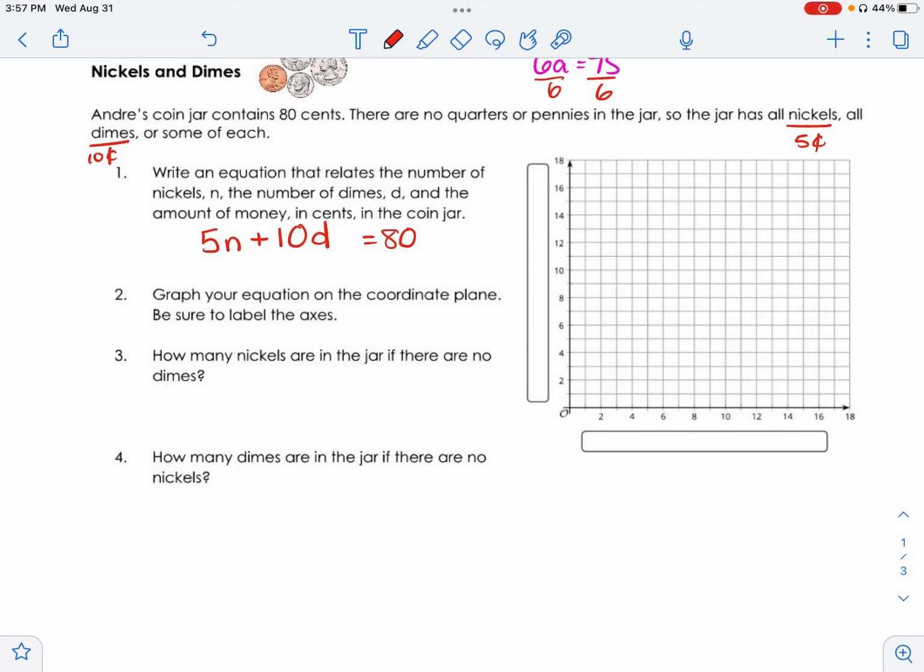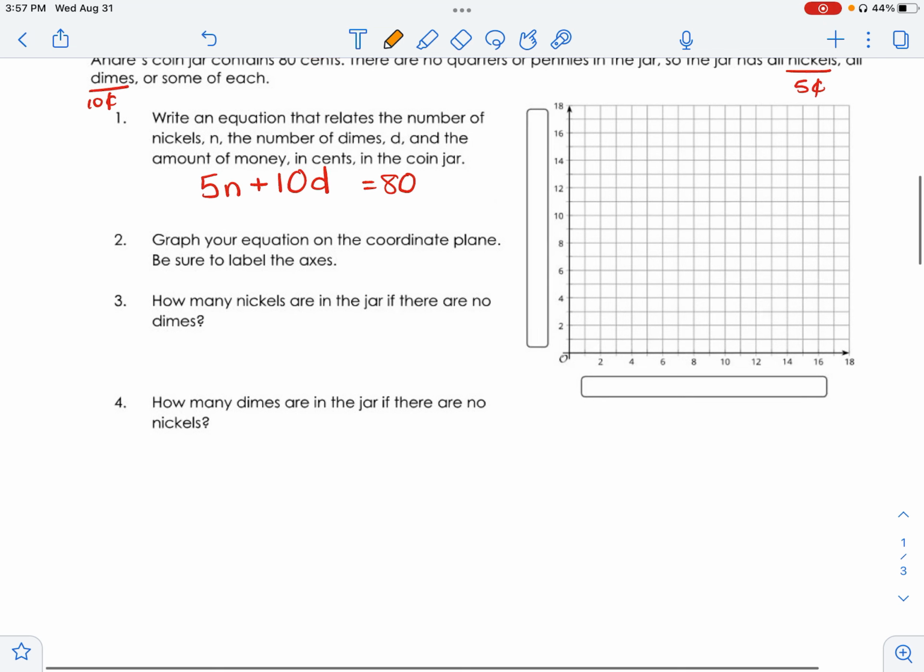All right, part 2 says graph your equation on the coordinate plane. Be sure to label the axes. Well, if I want to graph this, the easiest way for us to do it is to write it in slope-intercept form. So that's what I'm going to do. I'm going to just take a second and actually rewrite it.